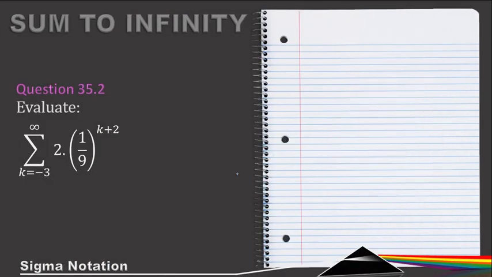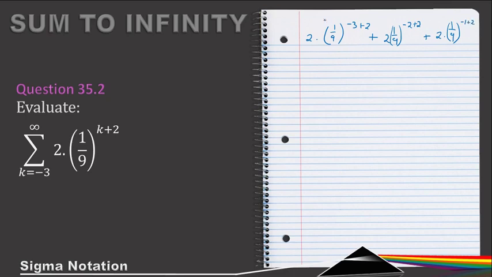Right, so then we have 35.2. We have evaluate the following. k starts with negative 3, and then we have this formula, and it goes up to infinity. So first of all, I'm going to start by getting the first three terms. So we have 2 times 1 over 9 to the power of negative 3 plus 2, and then plus 2 times 1 over 9 to the power of negative 2 plus 2, and then plus 2 times 1 over 9 to the power of negative 1 plus 2.